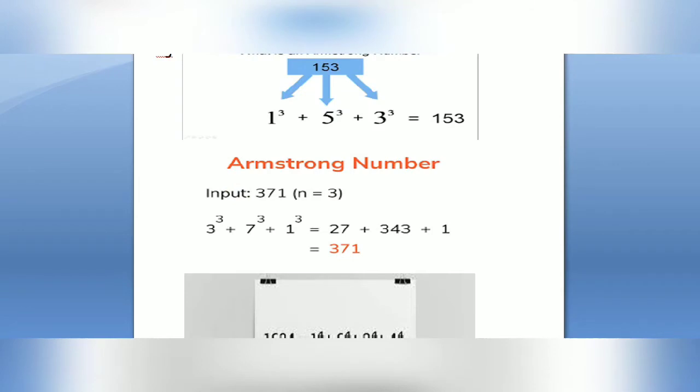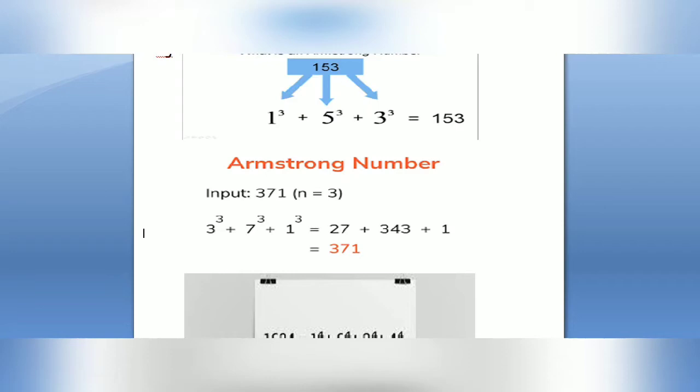Like here is another 3-digit number, that is 371. The number of digits is 3, so every digit is raised to the power 3 and the sum is equal to 371 itself. So this is an Armstrong number.